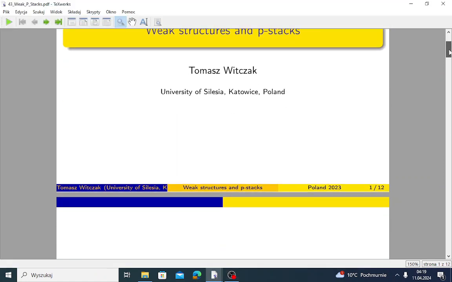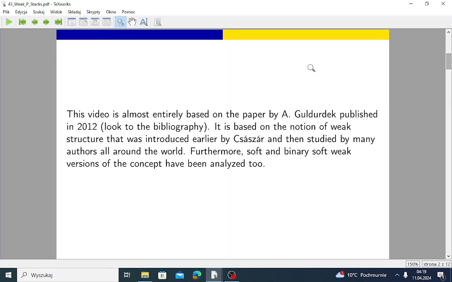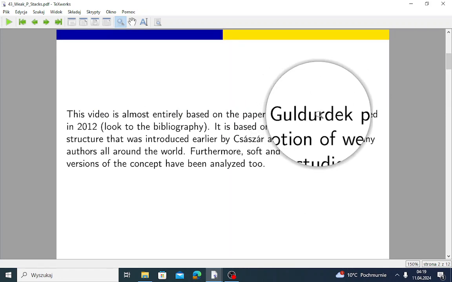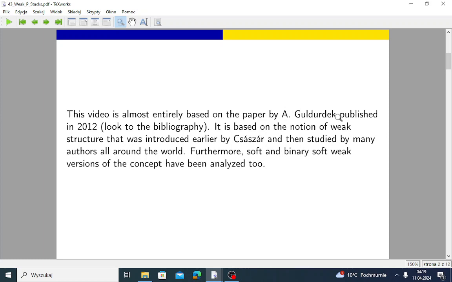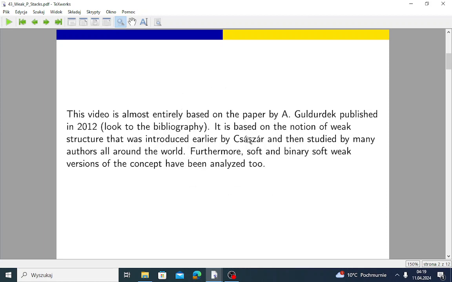Weak structures and p-stacks. This presentation is almost entirely based, as you can read, on the paper by Mr. Güldürdek from Turkey that was published in 2012. Basically, it is based on the notion of weak structures, and the notion as such was introduced several years earlier by Császár, who is responsible for the term generalized topologies too.